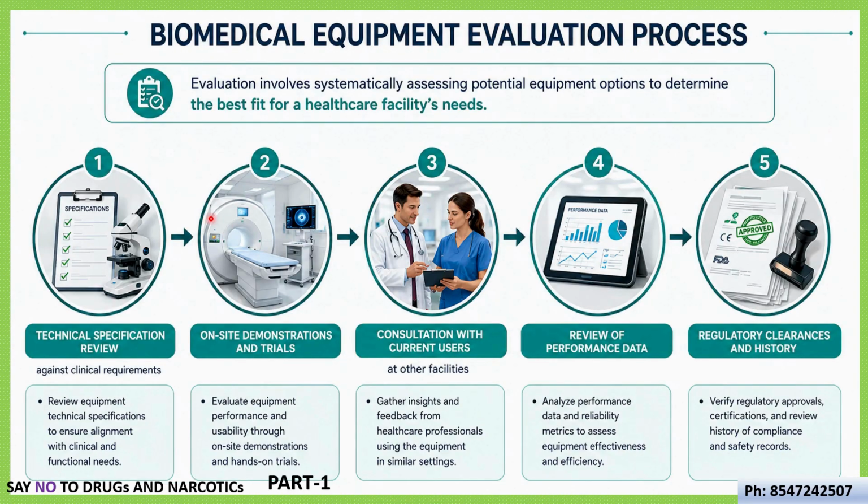Next is evaluation. Evaluation involves systematically assessing potential equipment options to determine the best fit for a healthcare facility, which is the best equipment and which is the best fit for the requirement. That evaluation process has to happen. The evaluation process is also divided into 4 or 5 categories. You can see technical specification review, on-site demonstration, consultation with current users, review of performance data, regulatory clearance, and history. It is also divided into different category sections, so that the evaluation process goes in a good way.